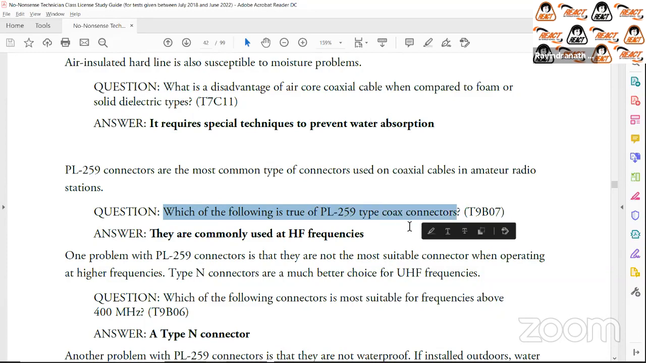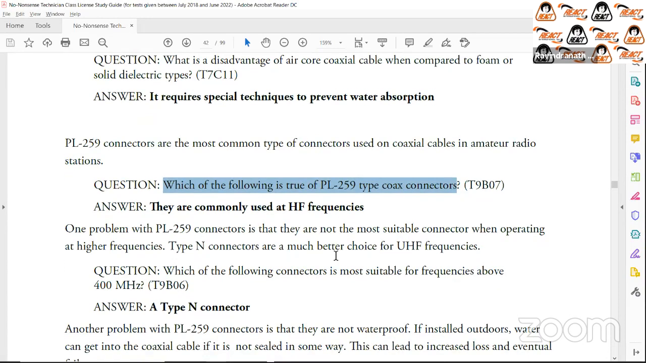Which of the following is true of PL259 type coax connectors? Remember, we looked at the PL259 connectors and the N-type connectors, so that's what they're asking us about. Remember, we said that we can use that for HF and even VHF. So that's the answer here.